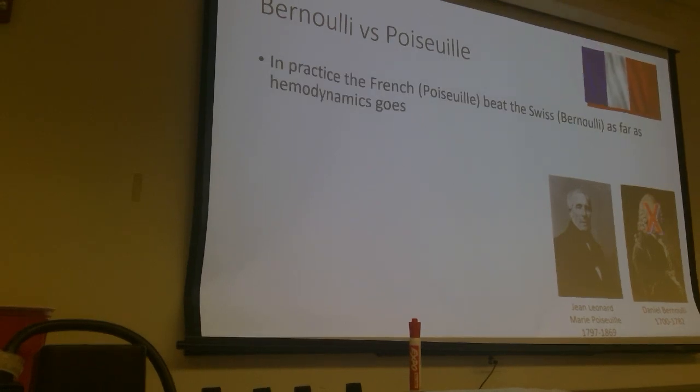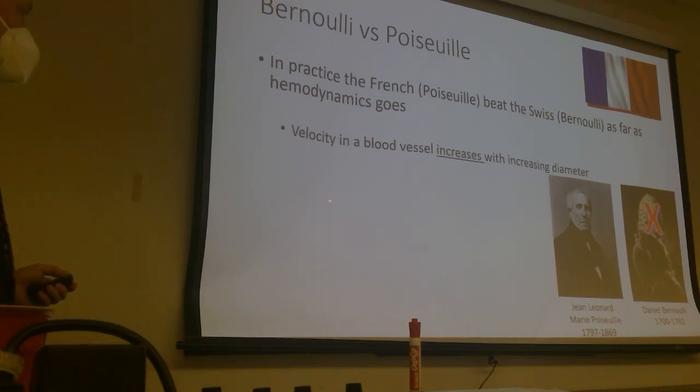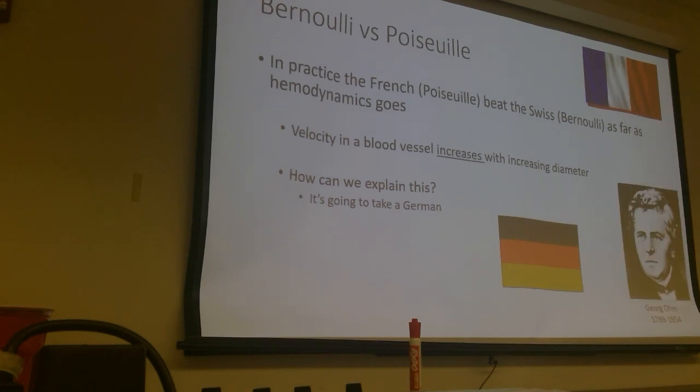So I kind of already gave this away. Bernoulli was Swiss, Poisson was French. So French beat out the Swiss as far as hemodynamics go. So typically velocity in the blood vessel is going to increase with increasing diameter. How to explain this? We're going to use a German. Anybody recognize that last name for any reason?